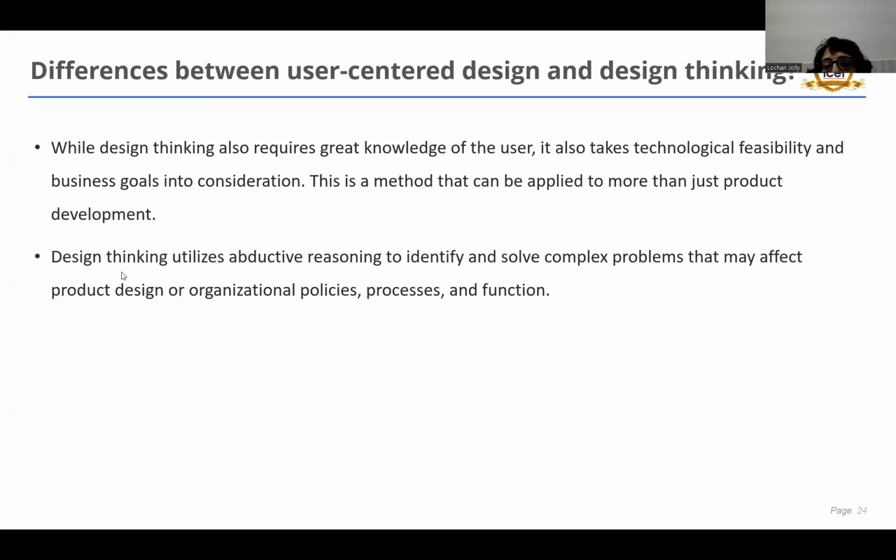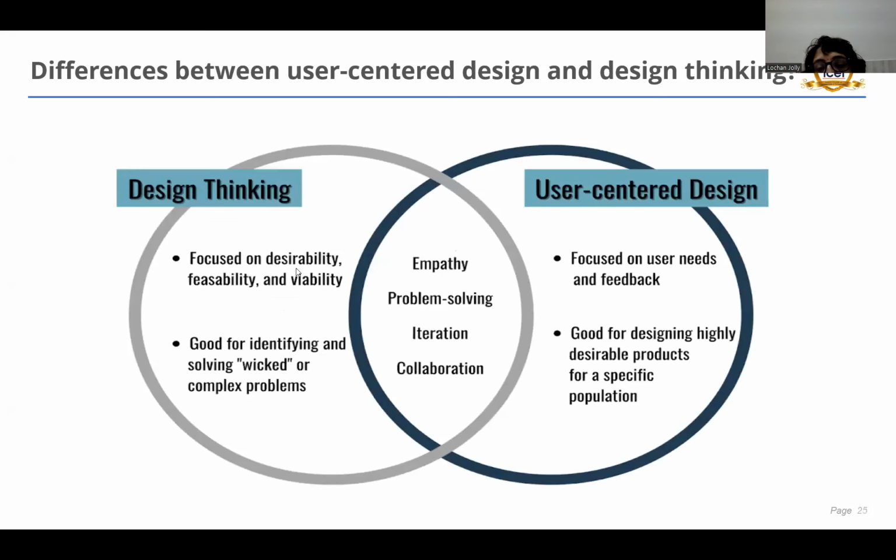Design thinking utilizes abductive reasoning to identify and solve complex problems that may affect product design or organizational policies, processes, and functions. That is what I said. It is not limited to product development, but also covers processes, services, functions, and policies. So with this, you can clearly visualize the difference between design thinking and user-centered design.